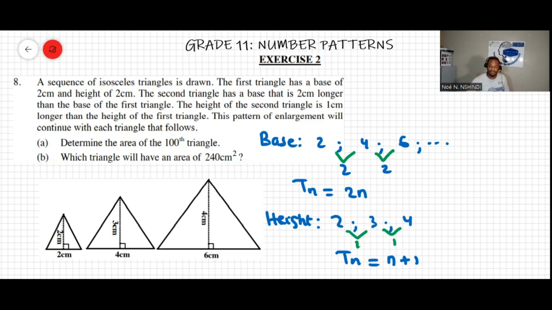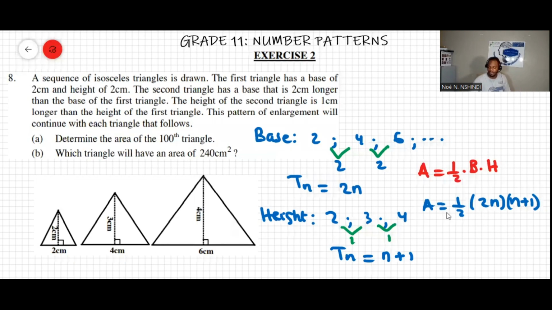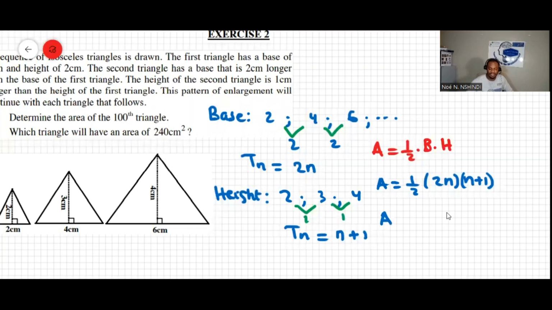Now, the area of a triangle is given by a half times base times height. So this will be a half multiplied by the base, which is 2n, multiplied by the height, which is n plus 1. This is basically the formula for the area of the triangle following this pattern. I can even write it as an, because it depends on the variable n. So I have a half times 2n multiplied by n plus 1.